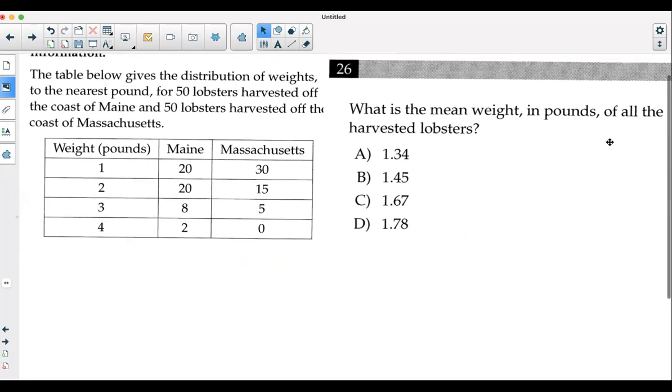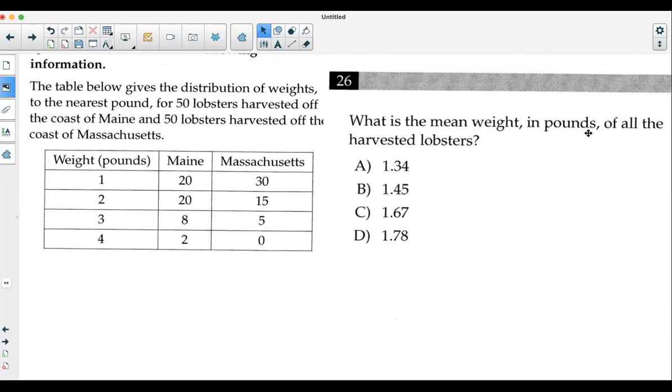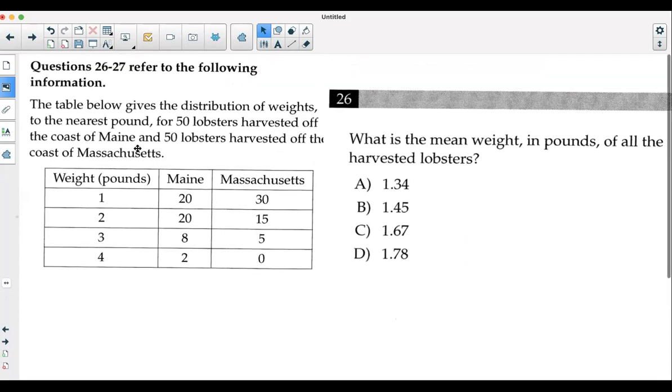what is the mean weight of all harvested lobsters? So here we have in the table below gives the distribution of the weight to the nearest pound of the 50 lobsters harvested of the Maine and then Massachusetts. So we want to see mean weight of everything. So what we have to do is use a calculator, guys. I'm going to take out my calculator, and I want you guys to take out your calculators as well. All right? Now, as you guys are doing it, you can see that they didn't say about Maine nor Massachusetts. It's for all of them.